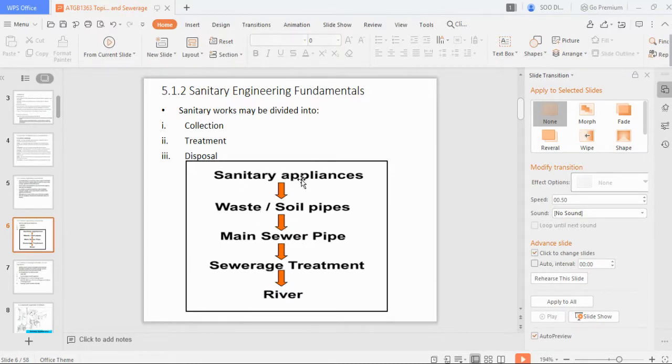So you have your sanitary appliances, which is your WC, going through your piping, and then in turn going to a bigger piping. There will be a lot of pipe to divert all our waste into the sewage treatment plant. And then once we are done, we discharge the clean water, which is the final effluent, to the river.